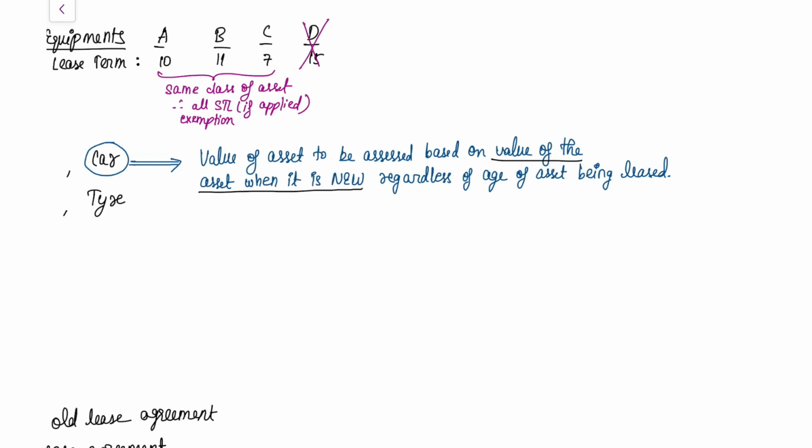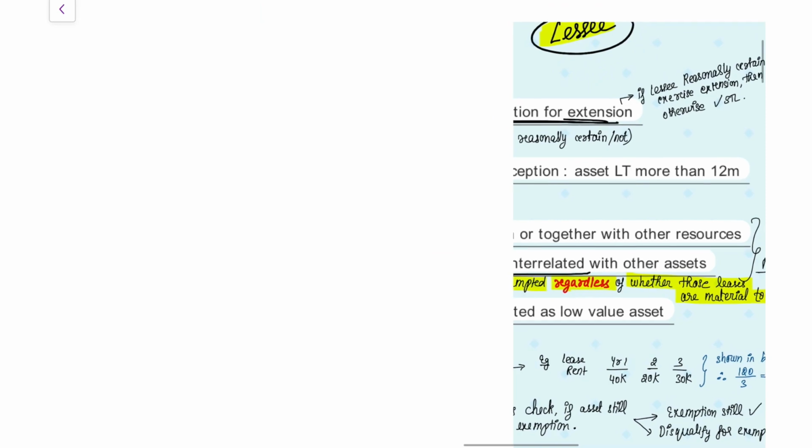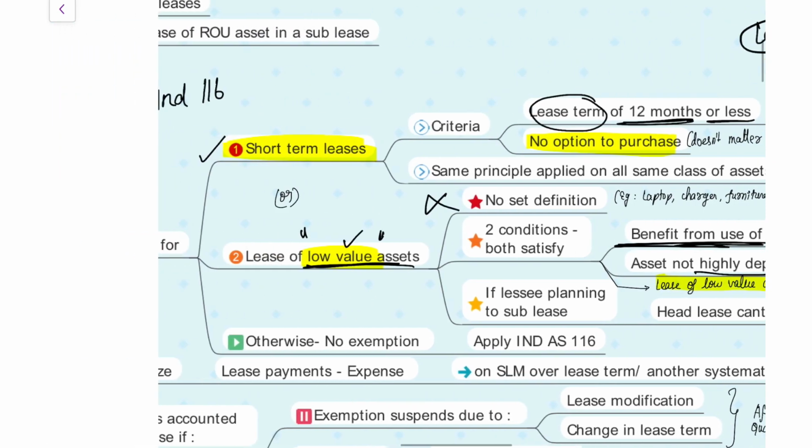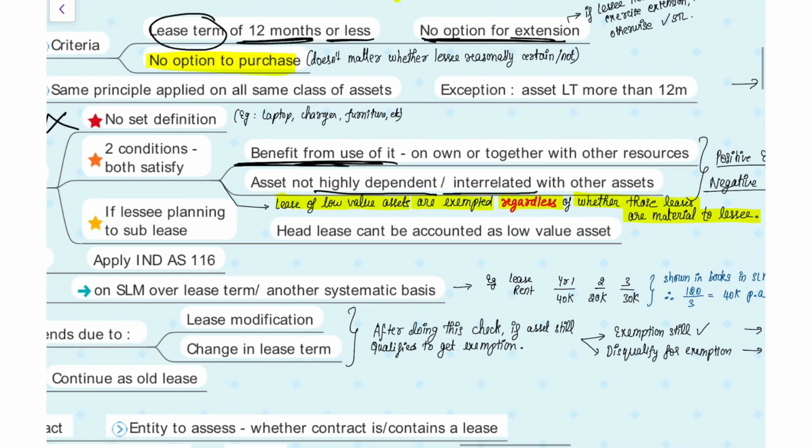So you will always assess the value of the asset based on when the asset was new. Regardless of the age of the asset, you have to assess the value thinking it is a freshly purchased asset, or at what value we would have purchased it at that point of time. Okay, so this is one point that you have to remember. So that was about low value lease.